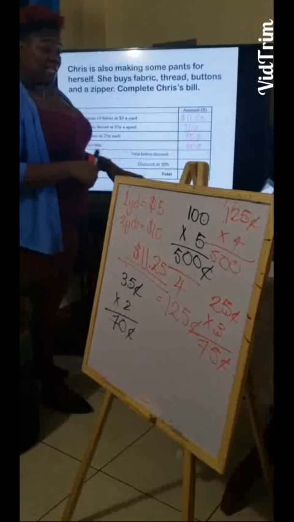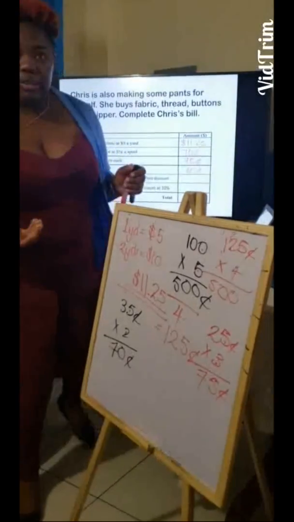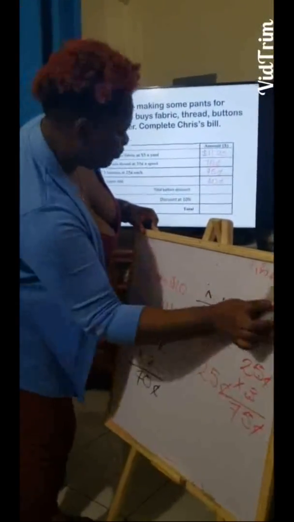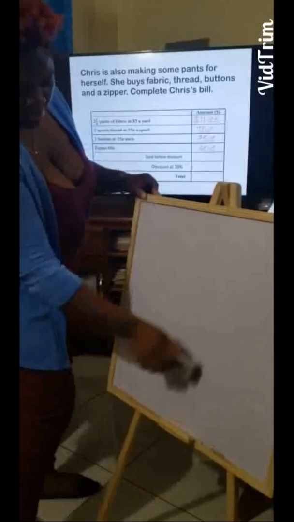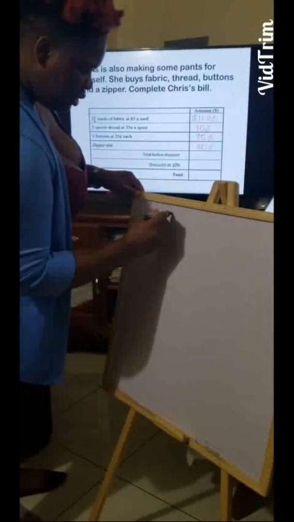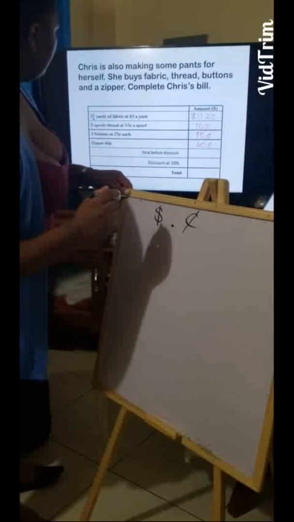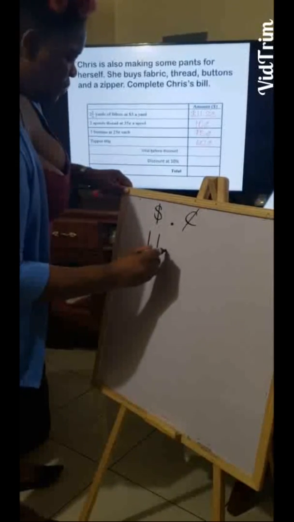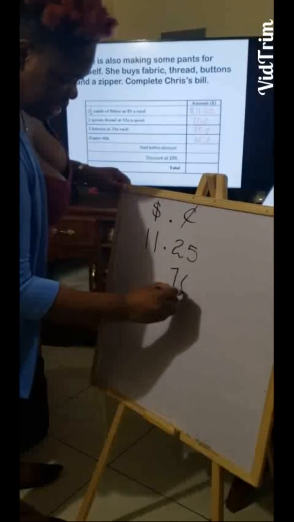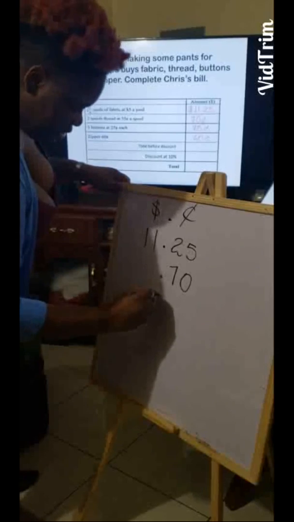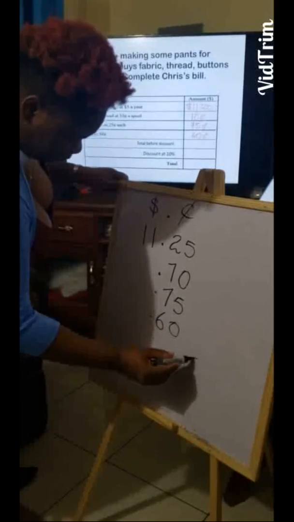Here, it seems as if he's going to get a discount. So it's asking for the total before a discount. So let us work out the total. We're going to set it up on our proper table, with our dollars and our cents. Okay? So how many dollars? $11 and 25 cents. Then we have 70 cents. Then we have 75 cents and then 60 cents. I'm going to calculate all of that.